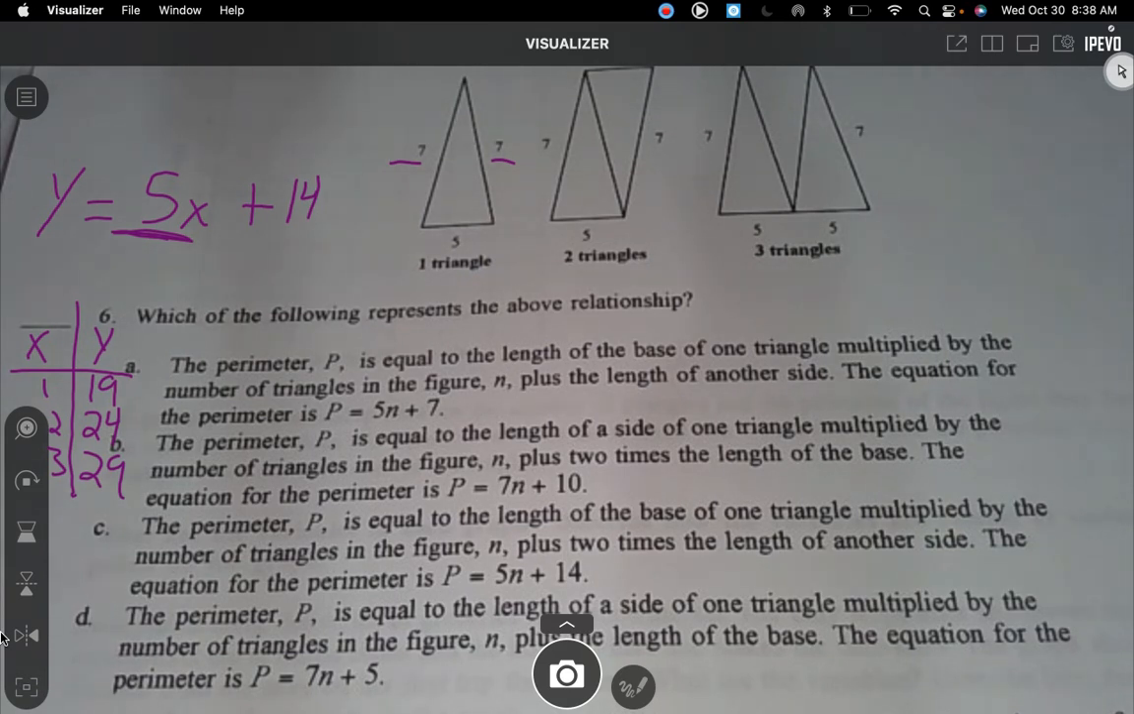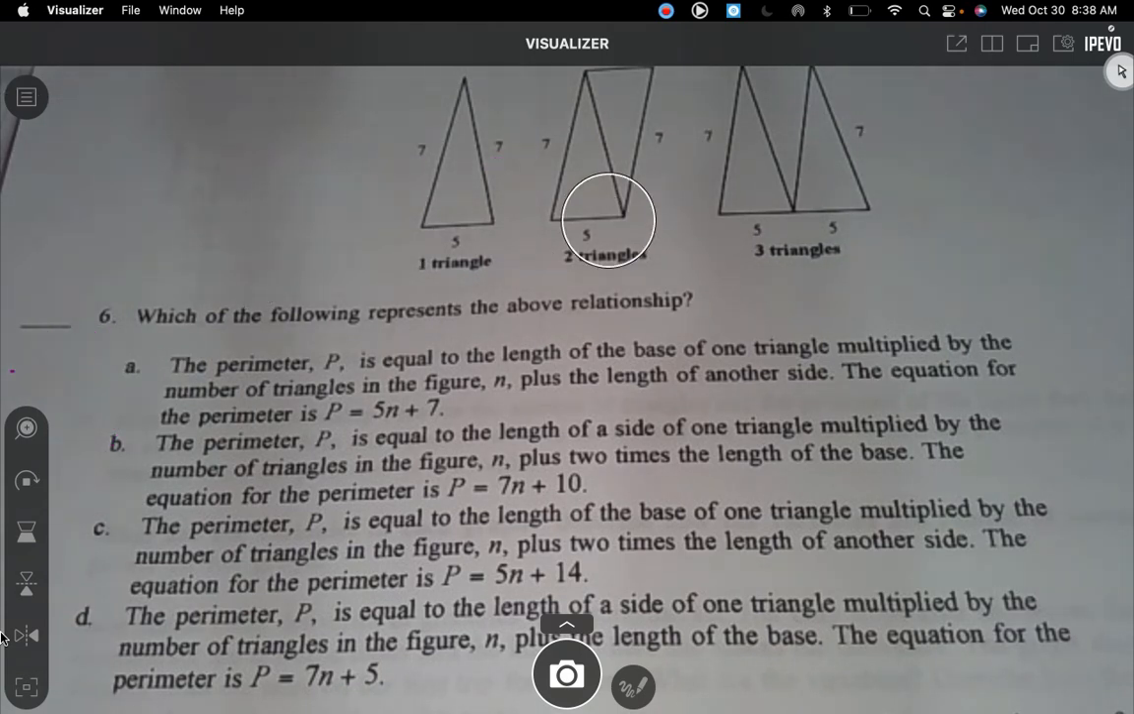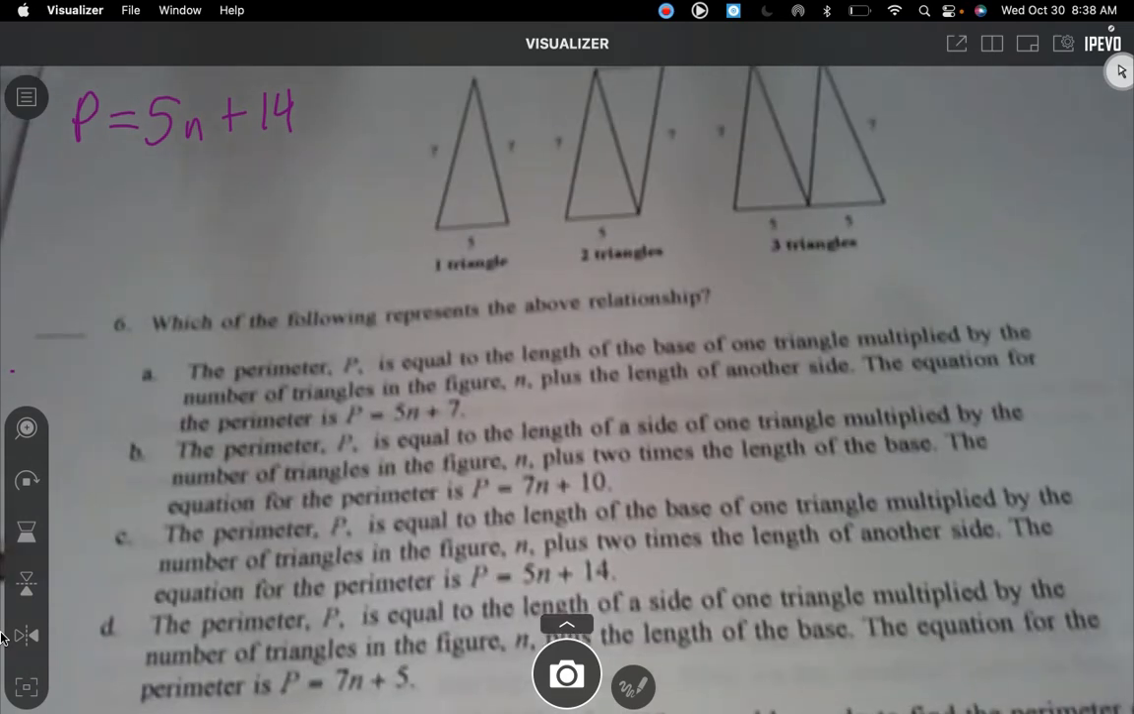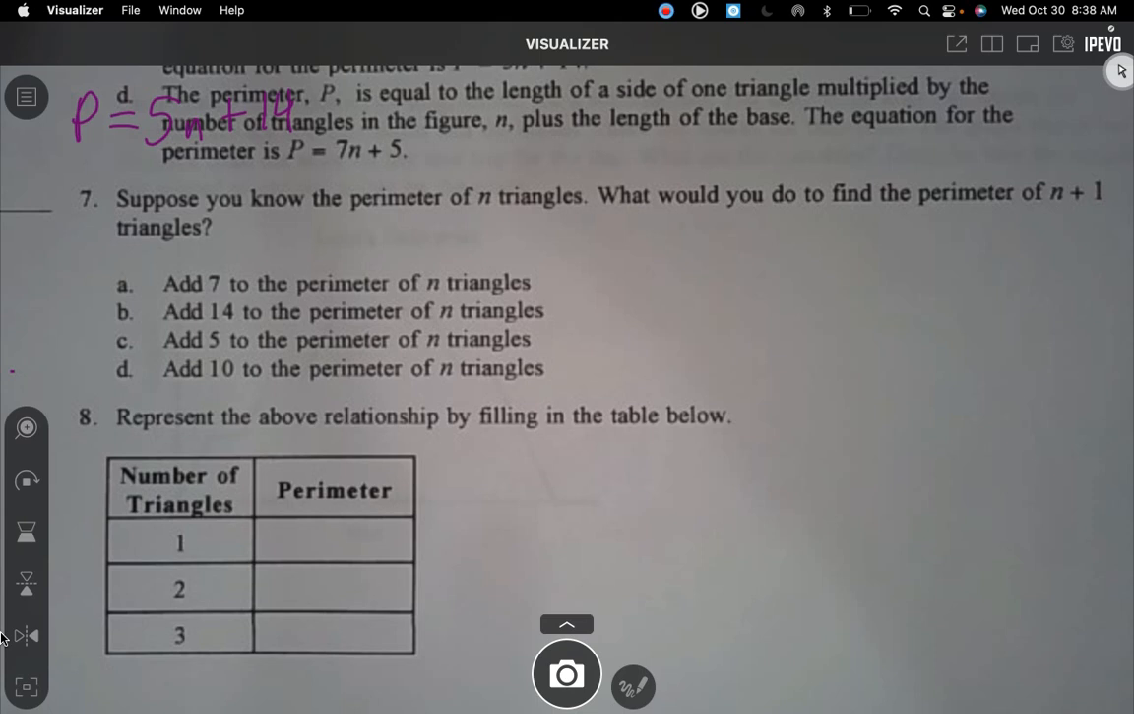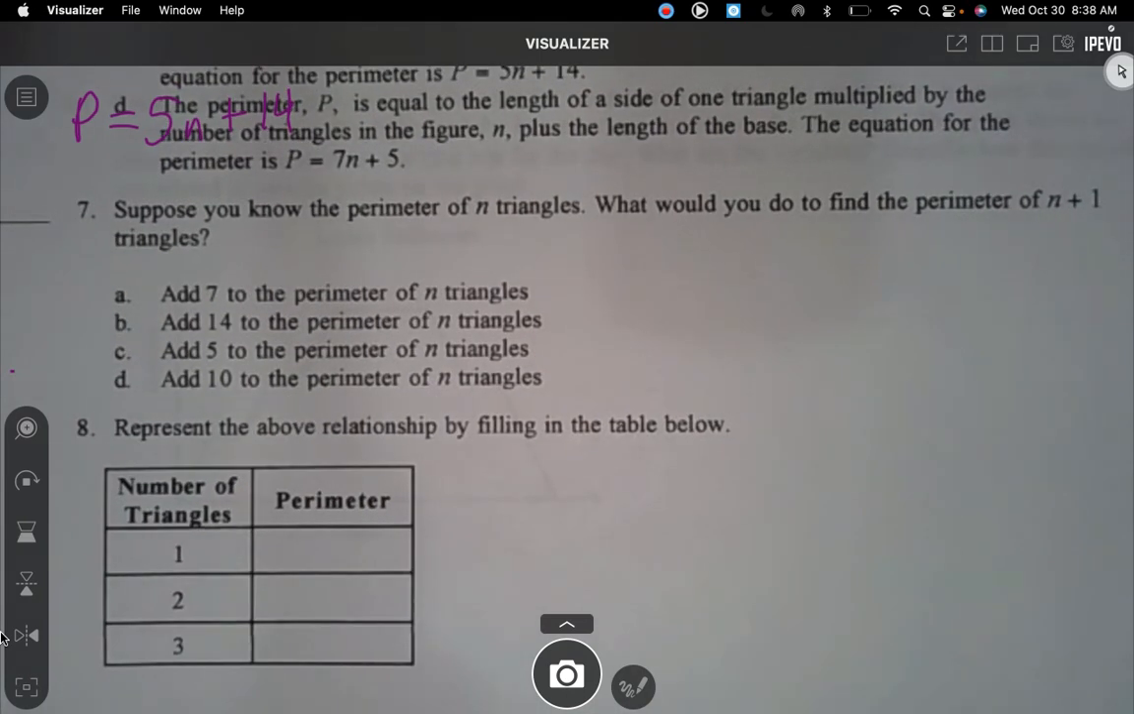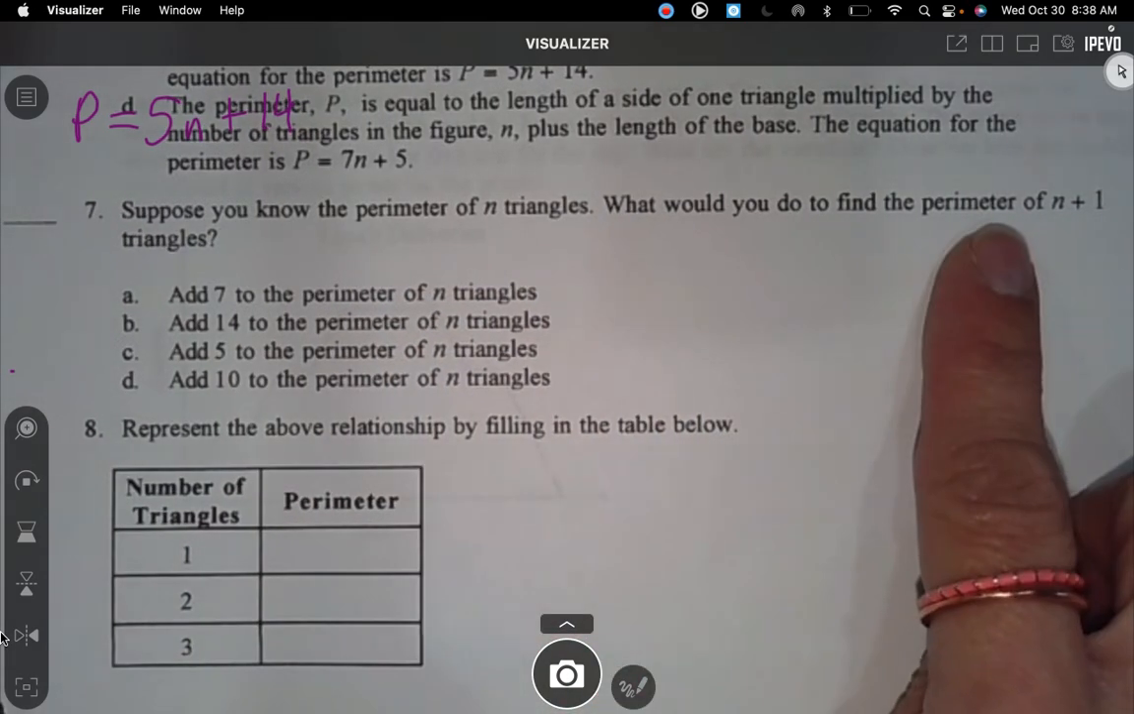Are we kind of okay? Maybe getting a little bit better at it? Maybe not. All right. Actually, I'm going to rewrite my equation up here so that I can use it. I might need it on my next problem. They did 5n plus 14. Now, on this one, these are kind of out of order. I'll rewrite that. What are you doing to find the perimeter of each of the next triangle?